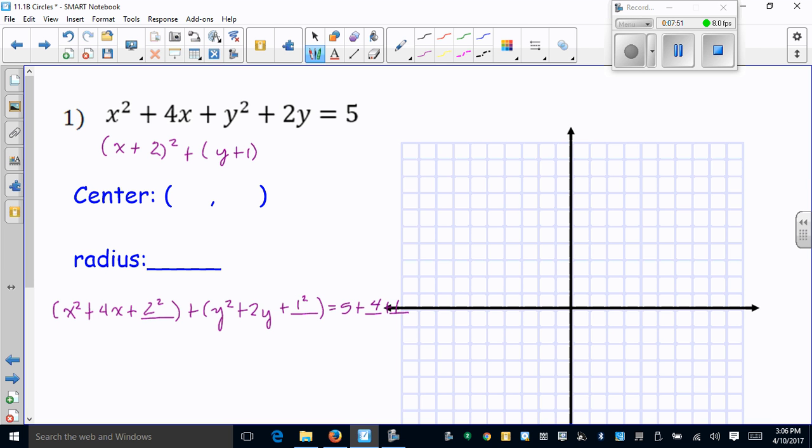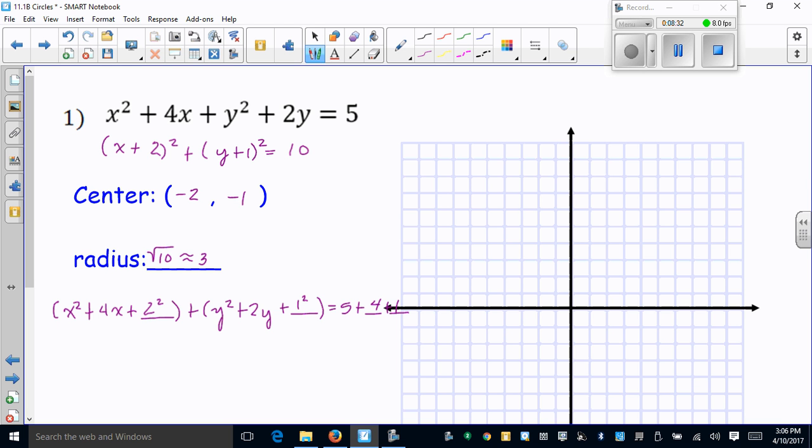Now again, just in case you got lost on these, half of this goes here and squares it. Half of here goes here, squares it. Whatever these actual values are, you're going to add to the other side, because whatever you do to one side, you must do to the other. So in this case, remember, x minus, so this is going to be a -2, y minus gives us a -1, and our radius squared is 10, so the radius is the square root of 10, which is approximately 3.1. And you can use a calculator on that to double check that value.